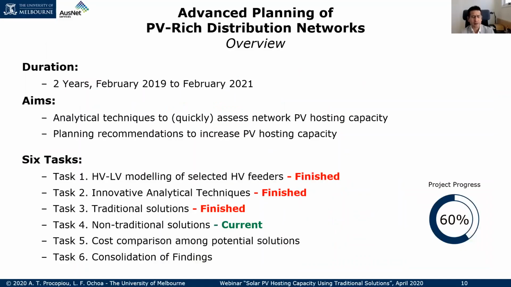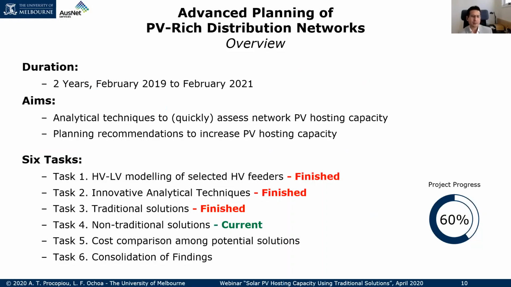So the project started in February 2019, a little bit more than a year ago, and still has a little bit less than a year to go. There were two main aspects. One was the production of analytical techniques to assess network hosting capacity. That is really looking at clever ways of using smart meter data, historical smart meter data, and that corresponds to task 2, and we will discuss that very, very briefly.